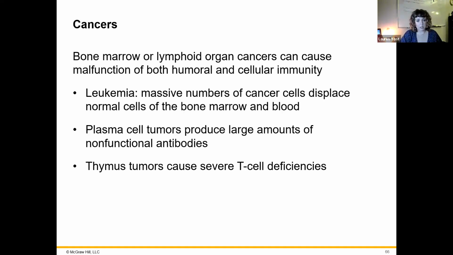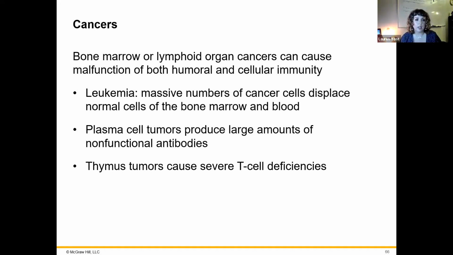Cancers themselves, separate completely from HIV and AIDS, can lead to problems with the immune system. So leukemia, here we have massive numbers of cancer cells that will displace normal cells in the bone marrow and the blood. Leukocytes just refers to all the white blood cells. Then we have plasma cell tumors, where we have massive amounts of non-functional antibodies being made. That's going to make it impossible for you to make the proper things. And then the thymus tumors can cause severe T cell deficiencies, a similar concept here.